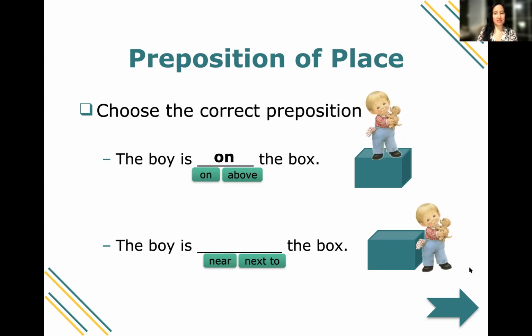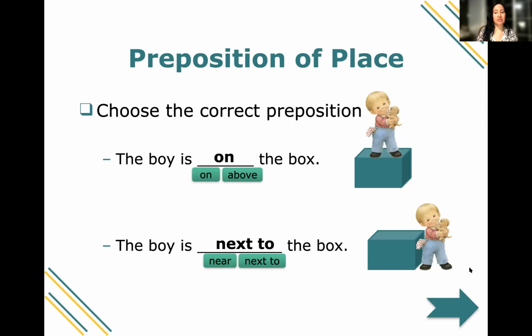On the box. Now, if he's on the box, he's touching it, okay? Above, he wouldn't be touching it. It would be above it, okay? Above means not touching. On means touching. The boy is near the box. The boy is next to the box.